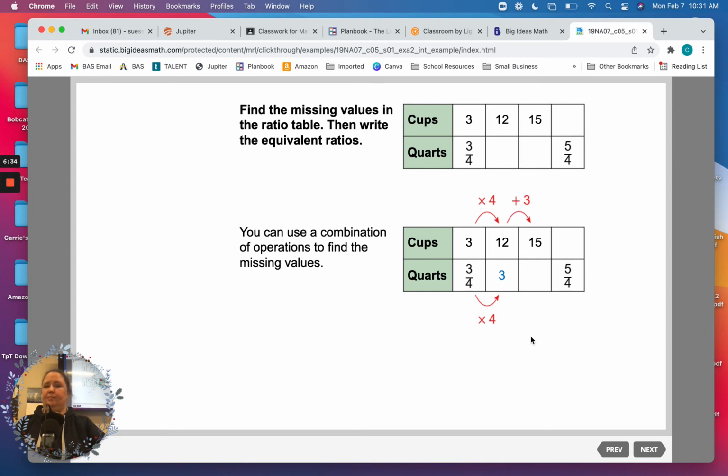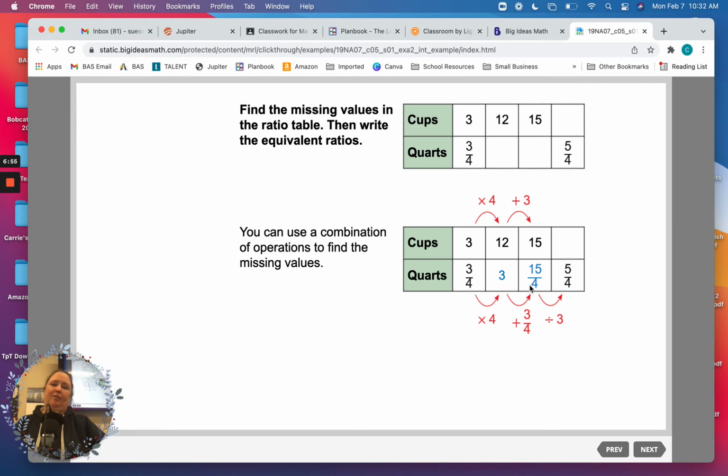Plus 3. We added 3. So then down here we can add 3. Oh, no, you add the first. I'm sorry, not 3. So we're adding the first one. So add 3/4. What do you get? 3 and 3/4. Oh, 15/4. Which is 3 and 3/4.